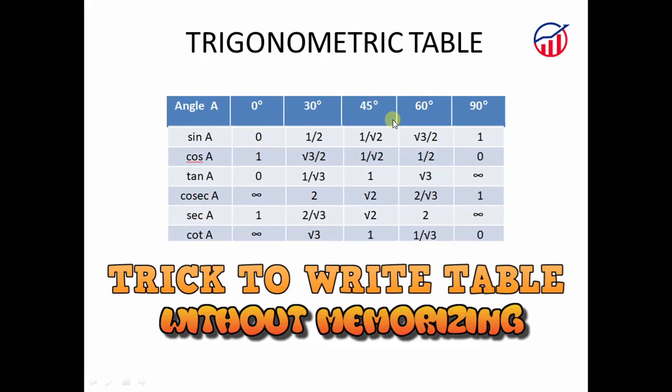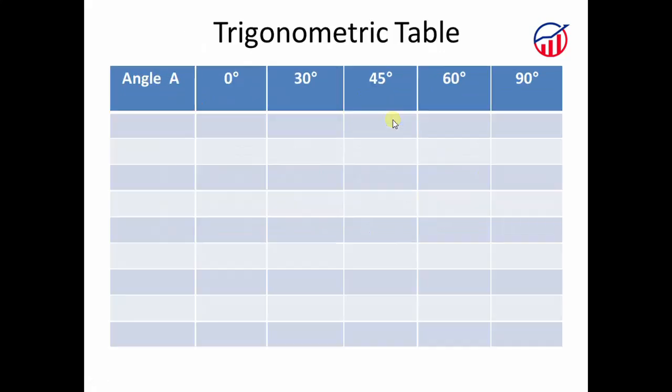So on this note, let's move ahead and understand how we go about writing the trigonometric table or generating the trigonometric table without memorizing, without rote learning, without doing it by heart. So this is the trigonometric table. So the first step what you need to do is write the angles. So you write 0 degree, 30 degrees, 45 degrees, 60 degrees and 90 degrees.